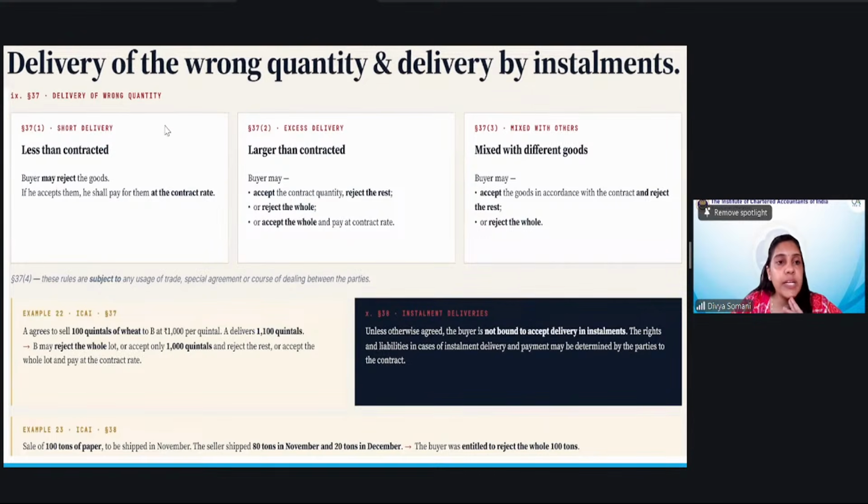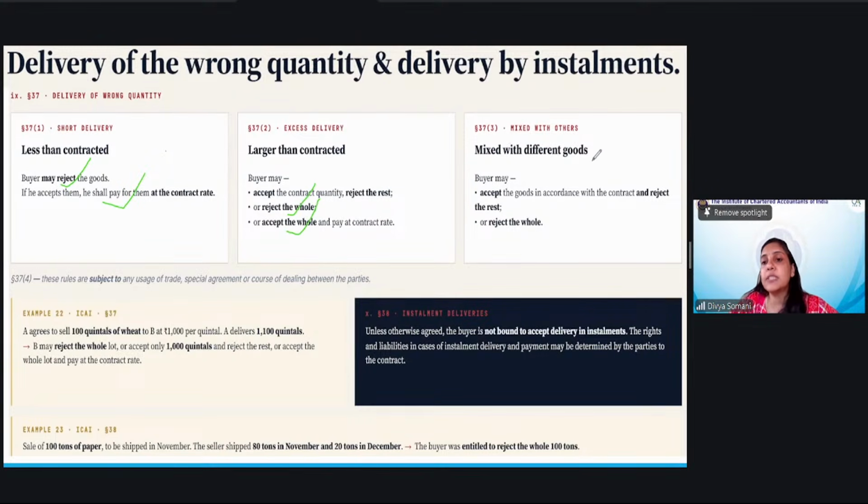So for delivery of wrong quantity, if less quantity has been delivered, the buyer has the right to reject the goods, or he may accept and pay as per the quantity he has received. Next, if he has received excess quantity, then he has three options. He may accept the quantity ordered and reject the rest of it. So if he has got a parcel of 12 kgs, but he had ordered only 10, he can keep 10 and reject the 2 kg excess, or he can reject the whole, or he can accept the whole and pay the further price, because he has paid only for 10 kg maybe, and a further 2 kgs have been given to him. So again, he has to pay for the rest of it.